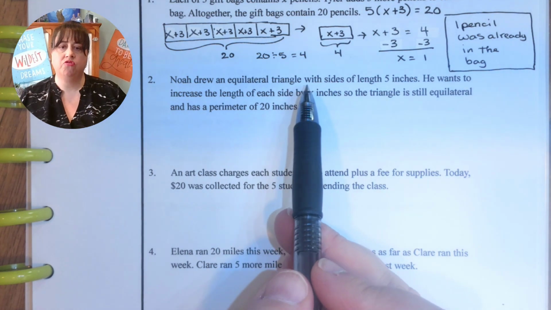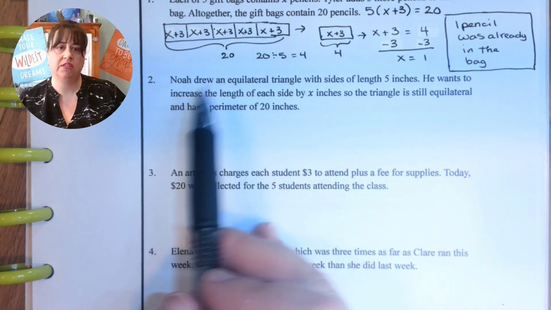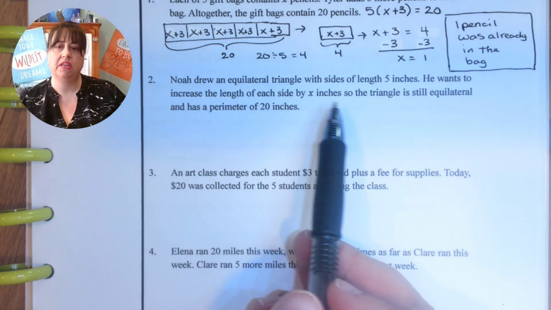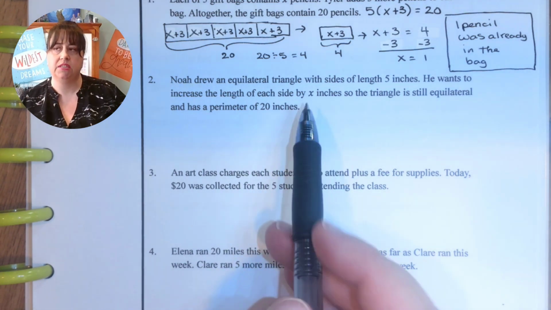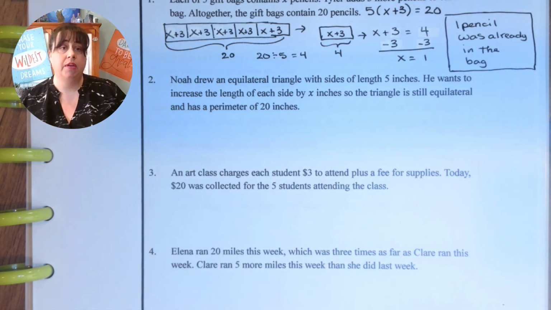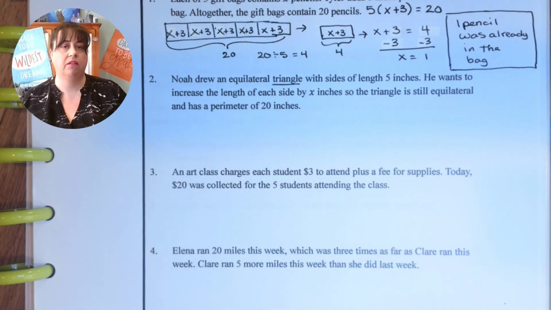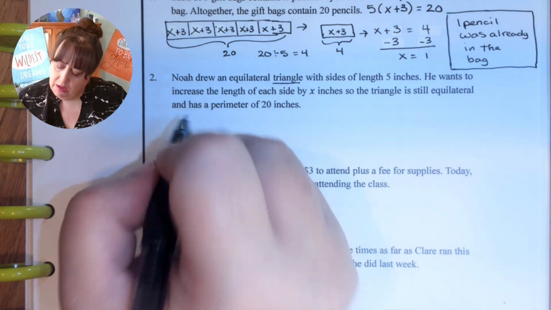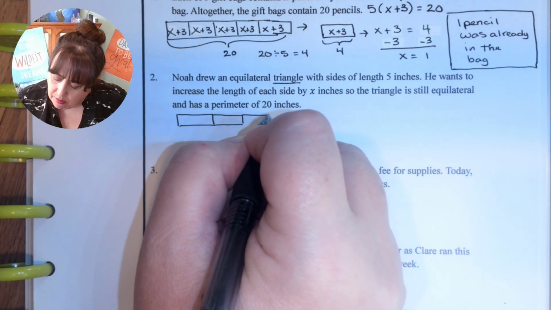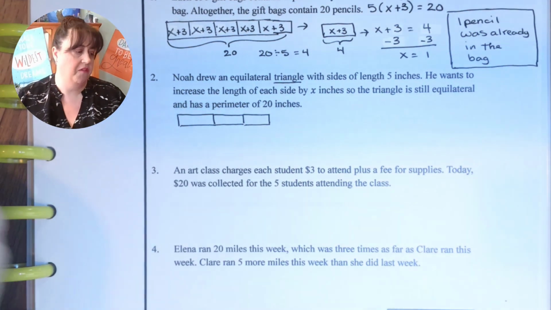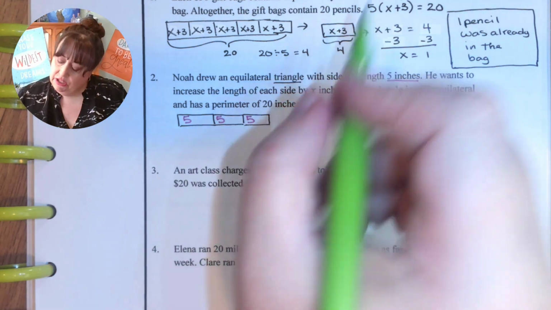Okay, let's look at Noah's. Noah drew an equilateral triangle with a side length of 5 inches. He wants to increase the length of each side by X inches so the triangle is still equilateral but has a perimeter of 20 inches. Again, we start with what we know. It's a triangle, so how many sides does a triangle have? 3. So whatever we're dealing with has 3 the same sides, and they all started off with a length of 5 inches. And then we added X to that.